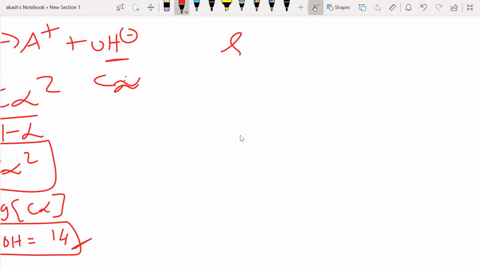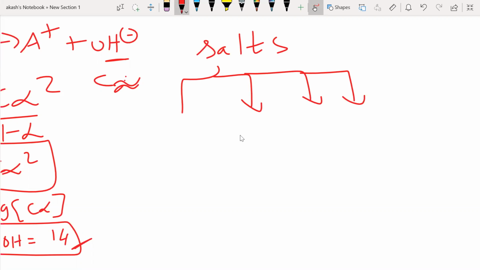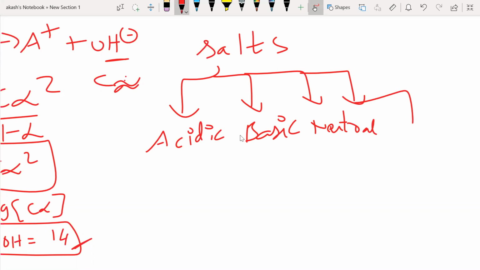Okay, so when I go for salts, I know I have different types of salts, isn't it? I have acidic salts, basic salts, neutral salts, and obviously the last one is amphoteric salts.